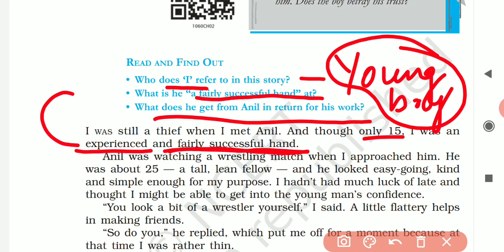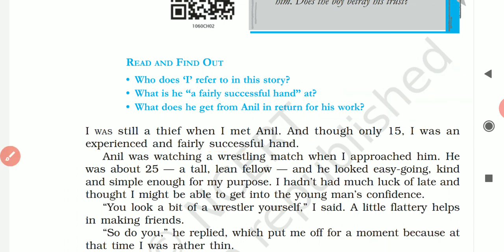He was about 25, a tall, lean fellow. He looked easygoing, kind, and simple enough for my purpose. I had not had much luck of fate and thought I might be able to get into the young man's confidence. "You look a bit of a wrestler yourself," I said. A little flattery helps in making friends.